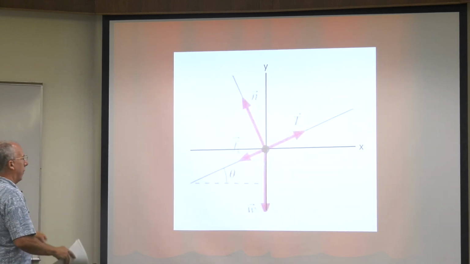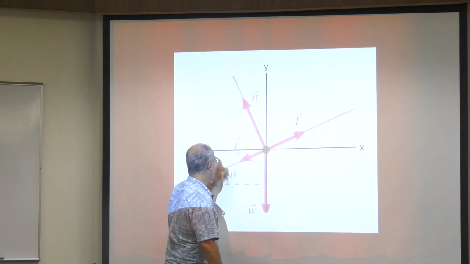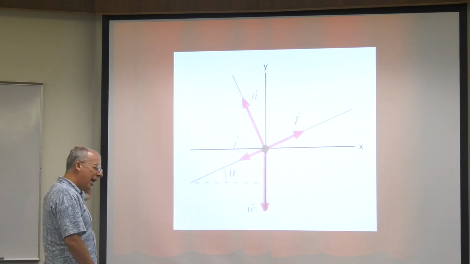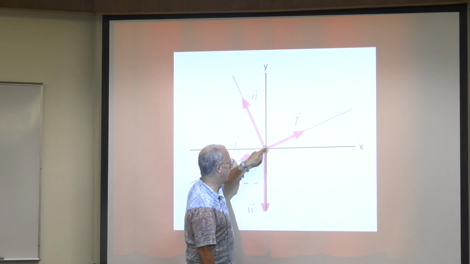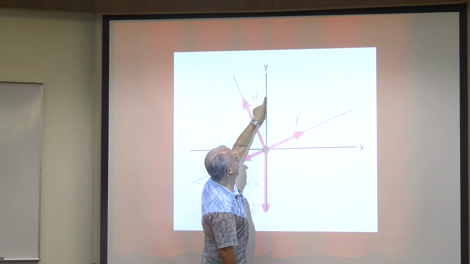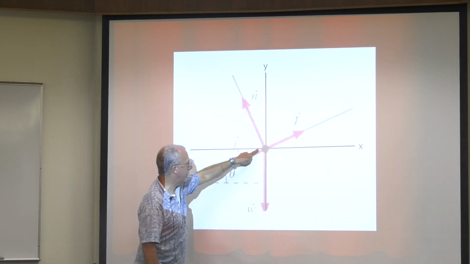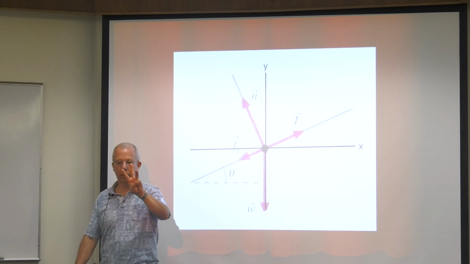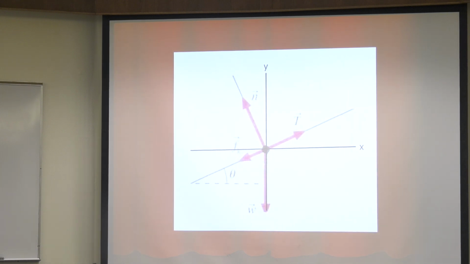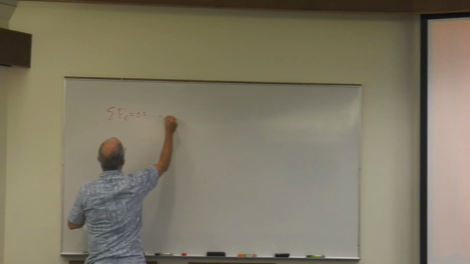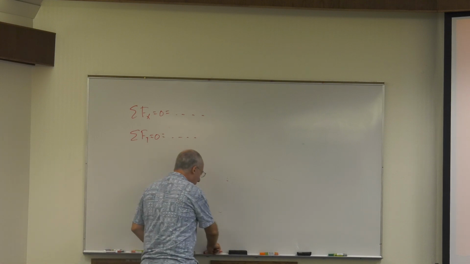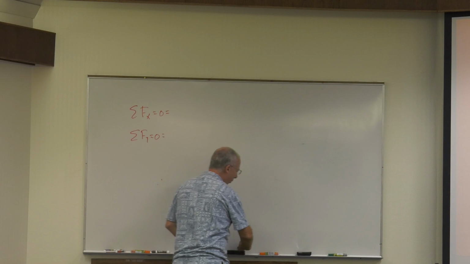Now, if we use this regular old coordinate system and we want to write the sum of the x forces equals 0 and the sum of the y forces equals 0, it's going to take a lot of work, because we're going to have to decompose this into a Tx and a Ty. We're going to have to decompose this into an Ny and an Nx. We have to decompose this into an Fx and an Fy. Oh my goodness, there are 3 vectors we're going to have to decompose into components to do this. Well, forget it. Why would we want to do that?